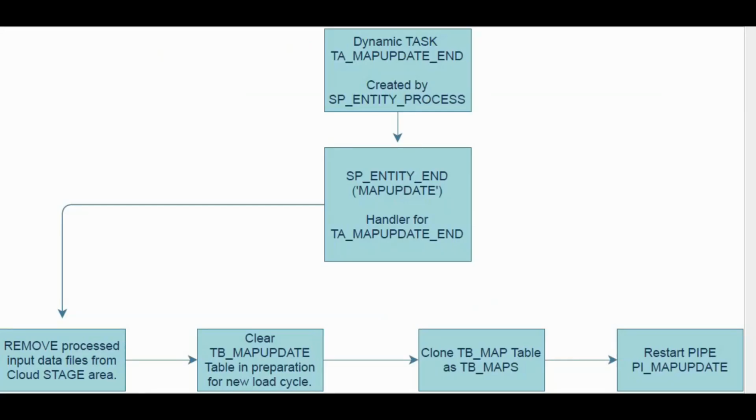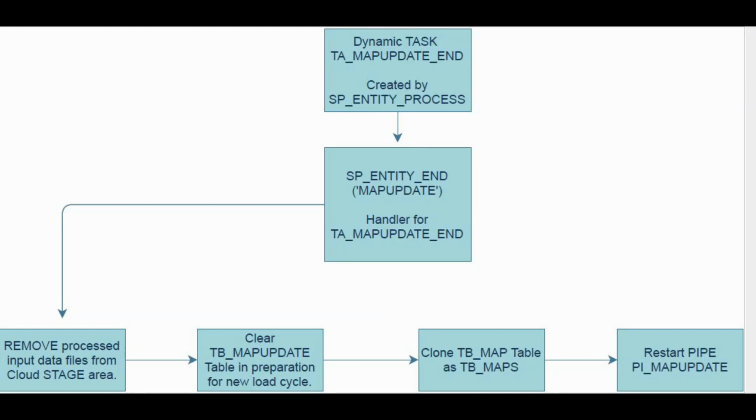The last component is the end of processing procedure. As we saw in the last segment, when all update jobs have completed, SP_entity_process dynamically creates Snowflake task TA map update end, whose handler is SP_entity_end with a passed parameter value of the entity name, which is map update. When task TA map update end executes, its job is to close out the update cycle so that the system is ready to load new source data files.